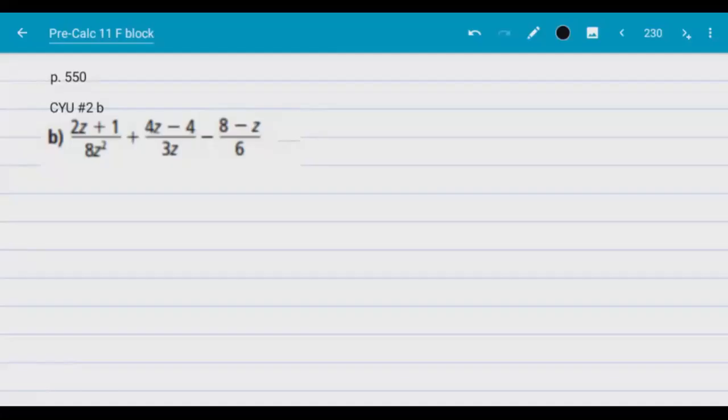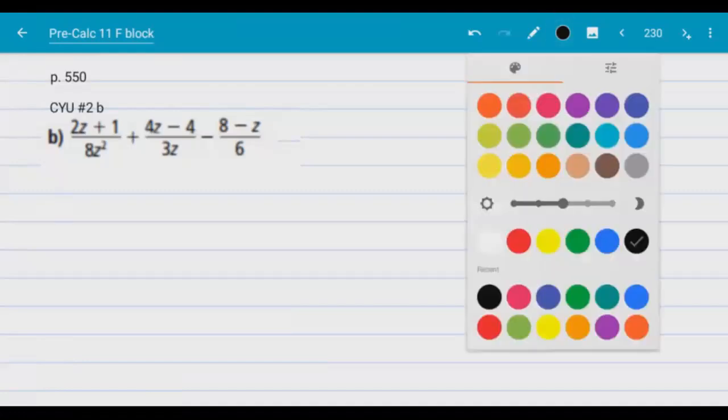So, as promised, I am doing check understanding number three, letter B. Here we go. This is the question: (2z + 1)/(8z²) + (4z − 4)/(3z) − (8 − z)/6. Following what the book did, what would be a common denominator, an LCD?